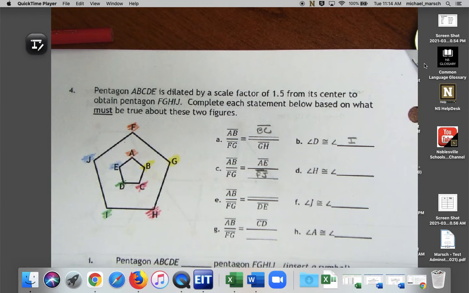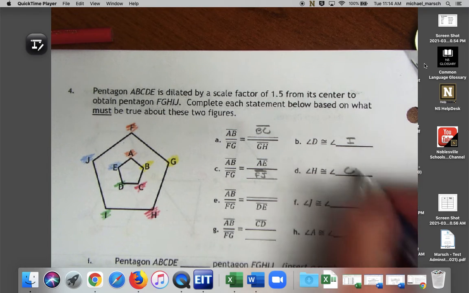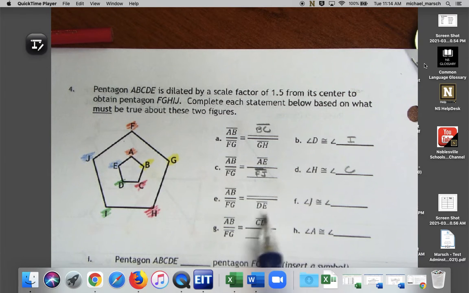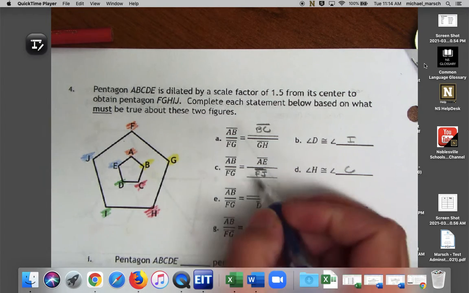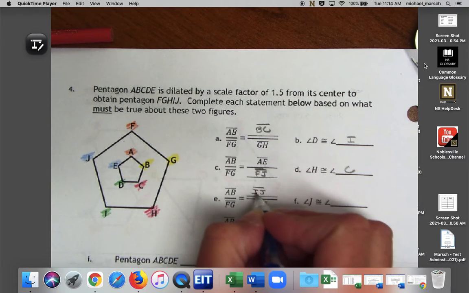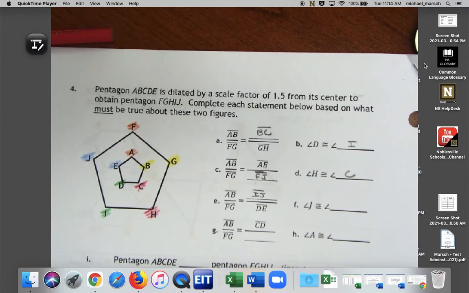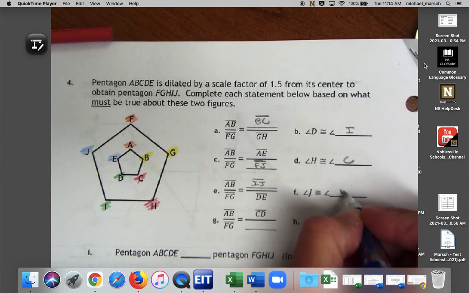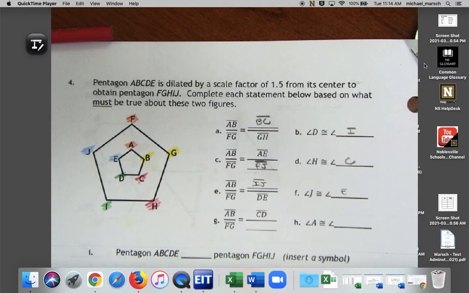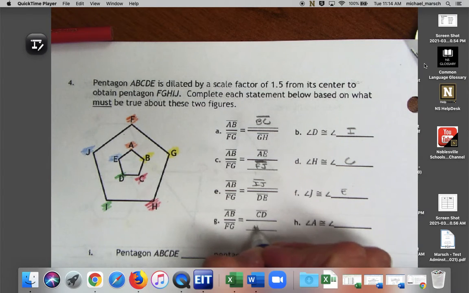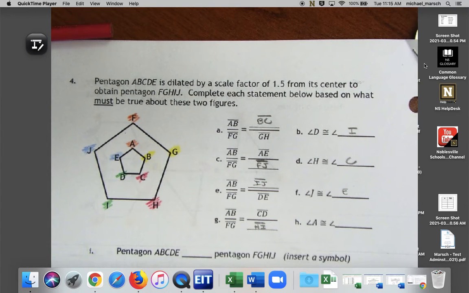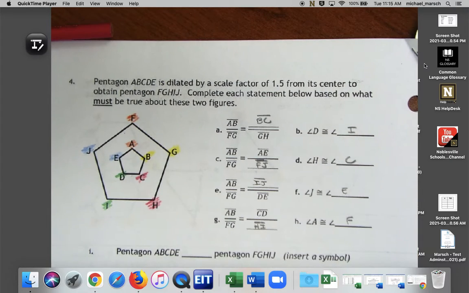Okay, how about angle H? What is it congruent to? C. All right, we have AB is proportional to FG again. So which side is proportional to DE? IJ. Which angle is congruent to J? E. All right. Which side is proportional to CD? HI. Which angle is congruent to angle A? F. Good.